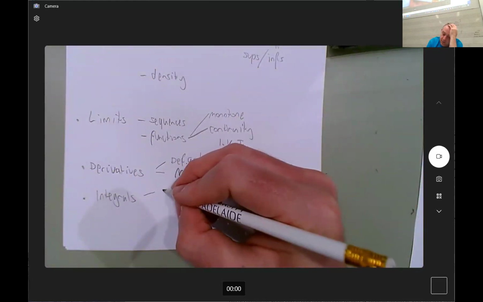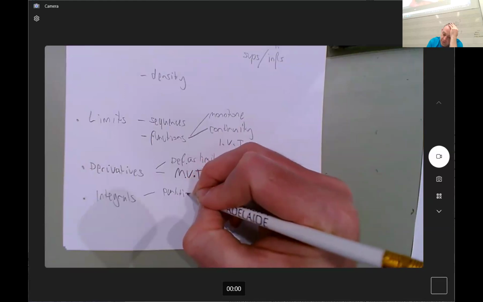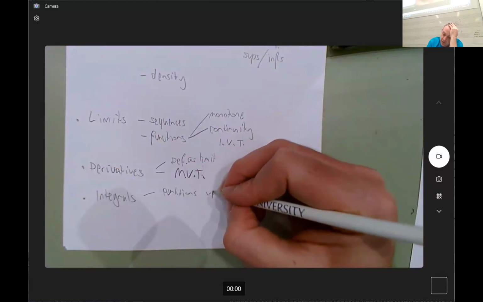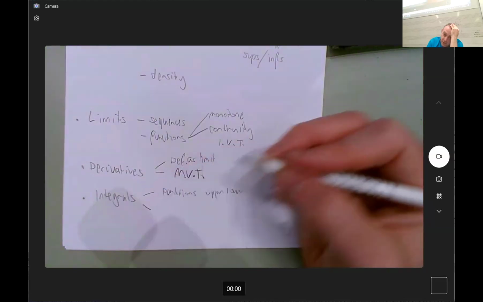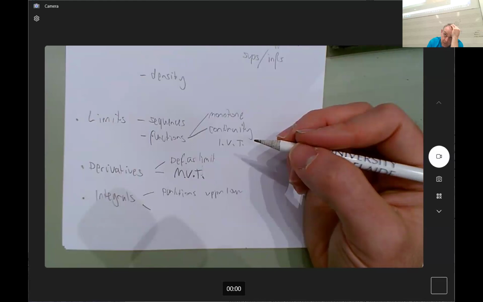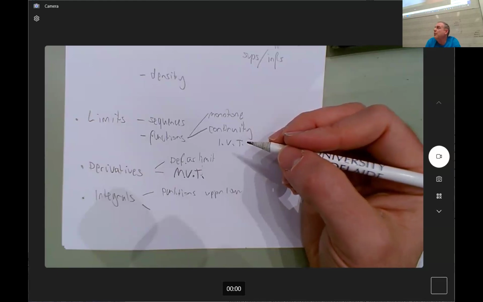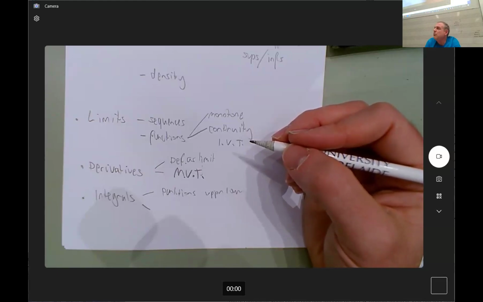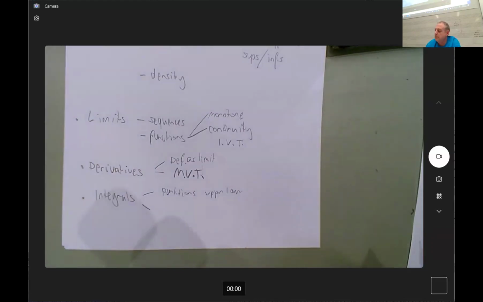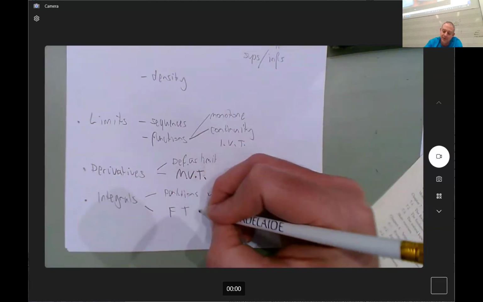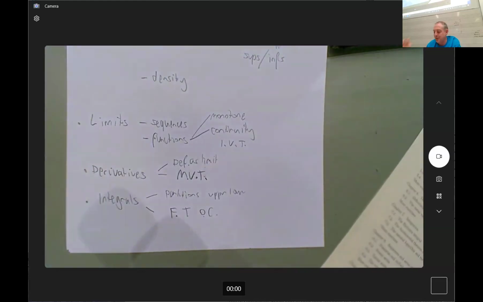And they have like partitions and upper and lower things, and they've got theorems too, right? There's at least one theorem that I used to know, a theorem called the average value theorem, but hmm. Oh, the fundamental theorem of calculus. Right, yeah, that's the theorem.